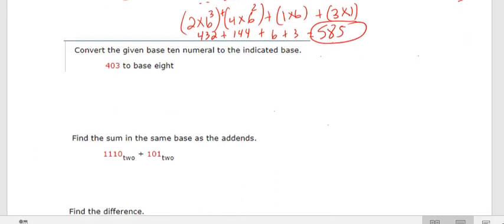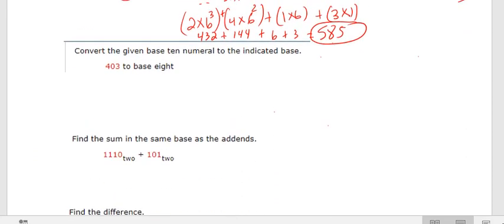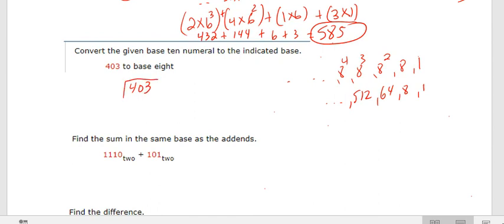Okay, the next one, convert the given base 10 numeral to the indicated base. So now we want to go from base 10 to base 8. So the important thing here is to recognize we're going to base 8, and I can write the place values as 1, 8, 8 squared, 8 cubed, 8 to the 4th, and that's going to go on forever. So we want to make sure that we know what these are. So 8 squared is 64. 8 cubed is 512, and so on.